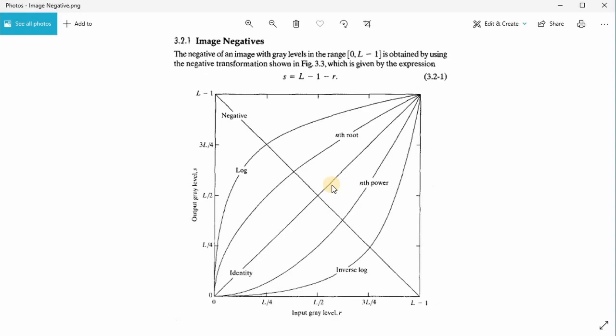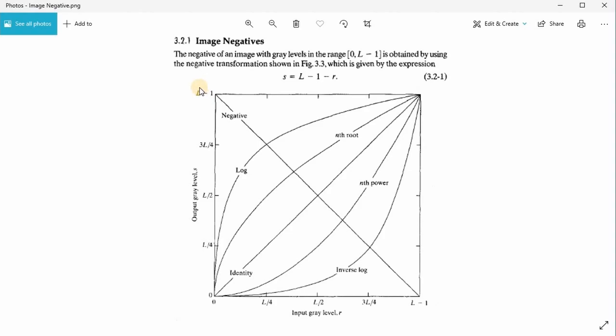So first I am considering the image negative technique. In image negatives, what happens is that a color image is entirely converted into its negative format. This is how a graph between the input pixel and output negative level pixel looks like. So this is the negative transformation. When the input pixel is 0, the output pixel must be L minus 1, where L represents the total number of levels of a pixel.